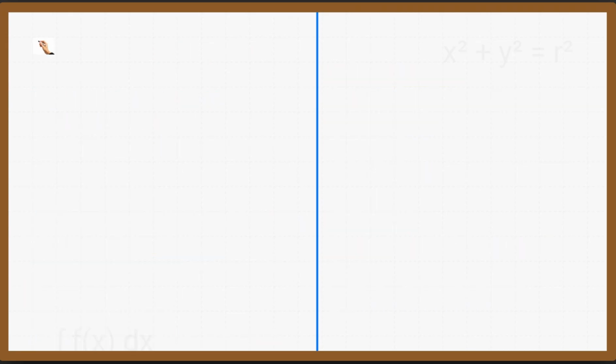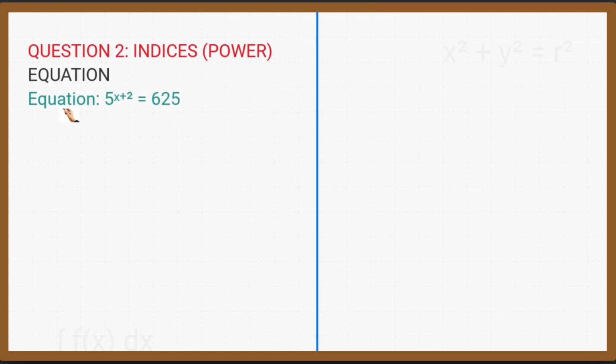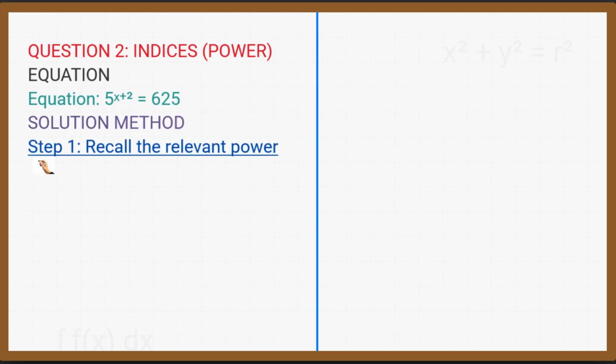Now let's solve question 2. We're given 5 to the power of x plus 2 equals 625. We will solve this in 7 steps. Step 1. Recall the power rules. First, let's remember some important power rules. Rule 1. When we multiply the same base with different exponents, we add the exponents.